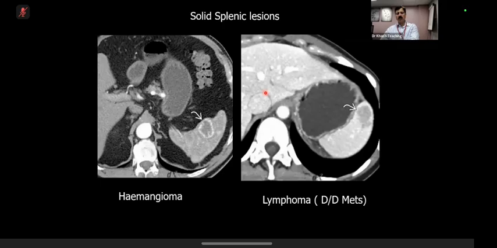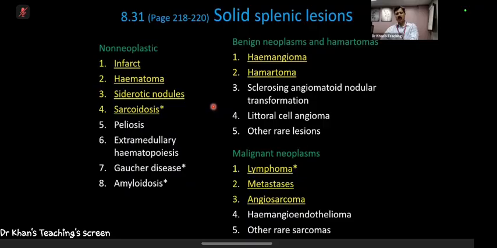And similarly, there is a differential diagnosis of solid lesions in the spleen, and it can be divided into benign as well as malignant. Most common benign solid lesion is hemangioma, and it will behave just like hemangioma of the liver, which we will cover next time. And most common solid malignant lesion is lymphoma, and also metastasis is up there. So this is the list from your book. Solid splenic lesion, non-neoplastic, benign, malignant. So the idea is just to cover this.